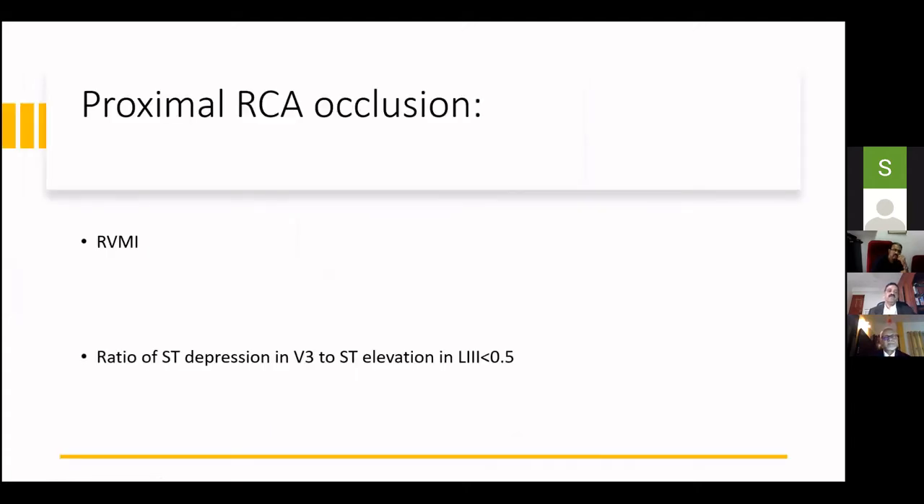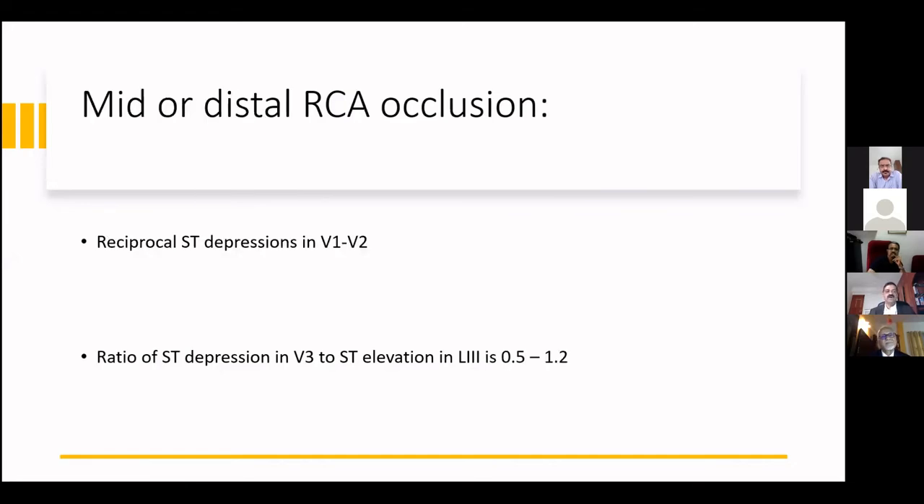Again, whether it's proximal or distal is decided by whether there's a right ventricular myocardial infarction. If so, we are likely looking at a proximal RCA occlusion. And if the ratio of ST depression in V3 to ST elevation in V3 is less than 0.5, again we are looking at proximal RCA involvement. Mid and distal RCA, if they do not follow what we spoke about in the previous slide.